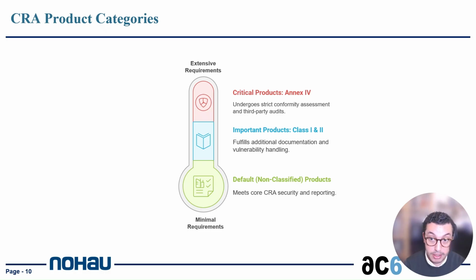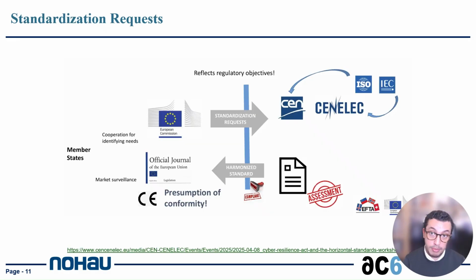And knowing where your product sits determines your entire compliance path. So the European Commission defines the regulatory objectives and issues standardization requests to CEN, CENELEC, ETSI, ISO, IEC, then translates those objectives into technical harmonized standards. Once a harmonized standard is published in the Official Journal of the EU, manufacturers who follow it gain presumption of conformity, meaning their product is automatically considered aligned with the CRA requirements, and member states support this process throughout market surveillance and by identifying the needs for new standards.